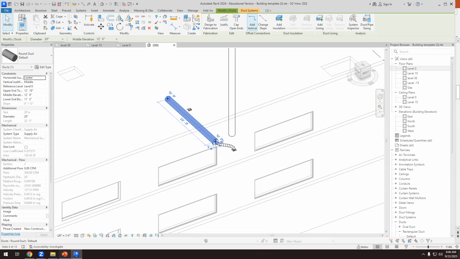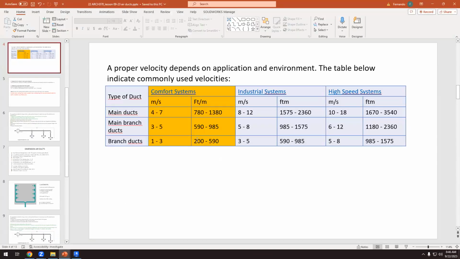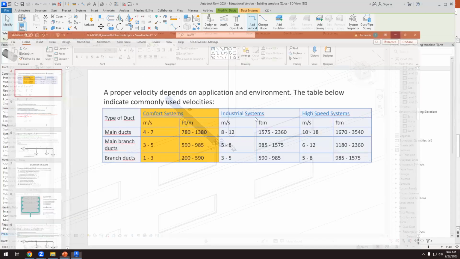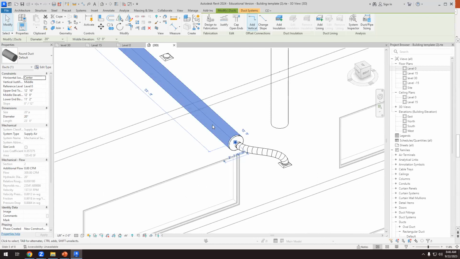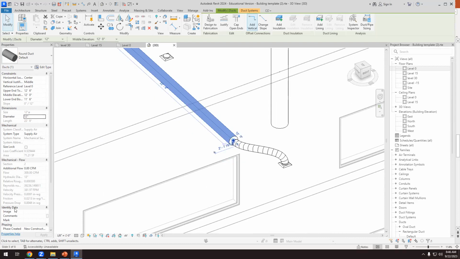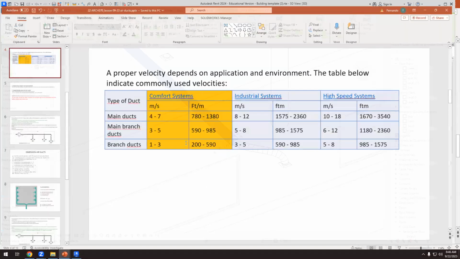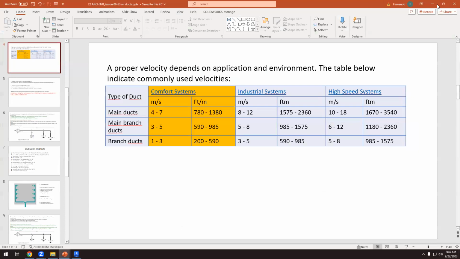If I go to the table, the velocity should be between 200 and 500 or 590. So if the velocity is 100, do I have to make it bigger or smaller? Well, smaller. Okay. How much? Let's try, instead of 20, let's try 12. And now check the velocity again. It's 380. Perfect, because 380 is between 200 and 500.